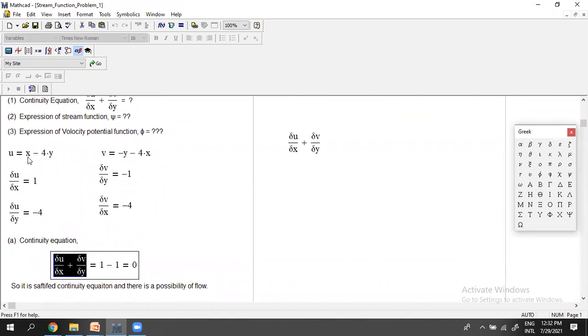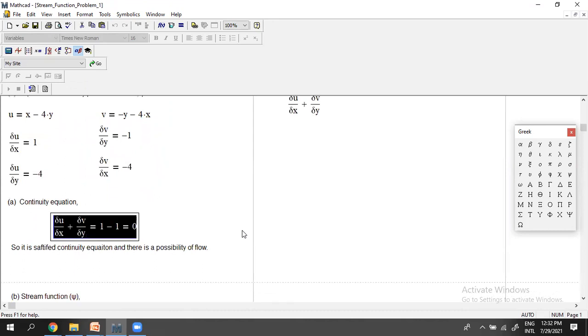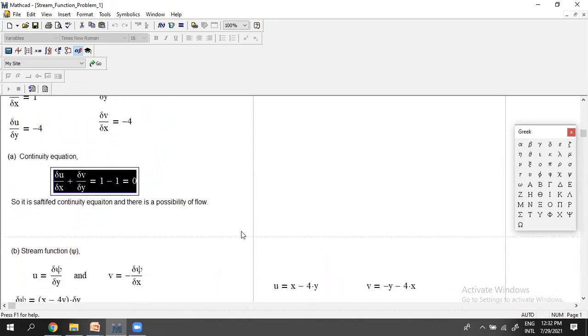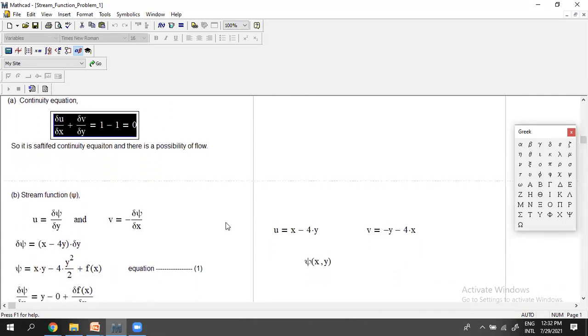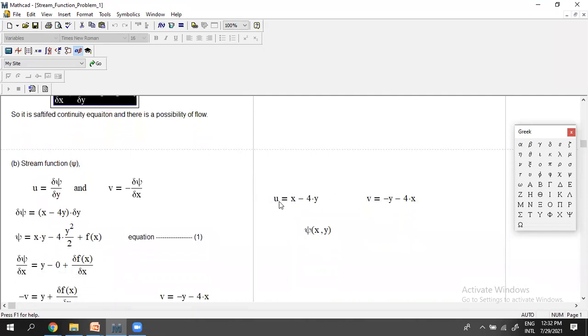So del U by del X will be 1, right? You put over here 1, del V by del Y is minus 1. So that means it satisfies the continuity equation, and there will be flow, right? Now you need to derive the stream function. How can we do it? U equal to this, V equal to this. This is given in the problem.